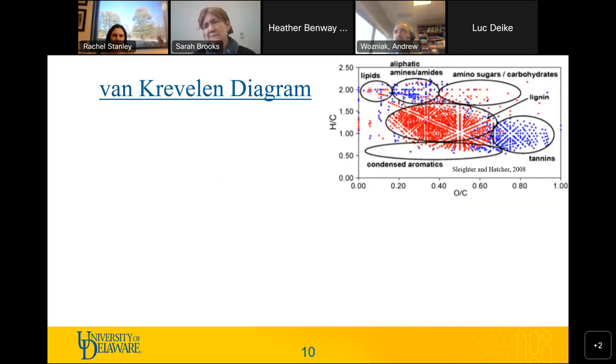Now you'll note that I'm calling them molecular formulas. That's because those molecular formulas could represent any number of isomeric compounds. And any data that's falling in this lipid oval does not mean that I have lipid compounds. It means I have lipid-like compounds that have similar H to C and O to C ratios that fall in here. So I'm not arguing that we have all these lignin compounds. In fact, I'm pretty sure we don't, in a lot of my data at least.